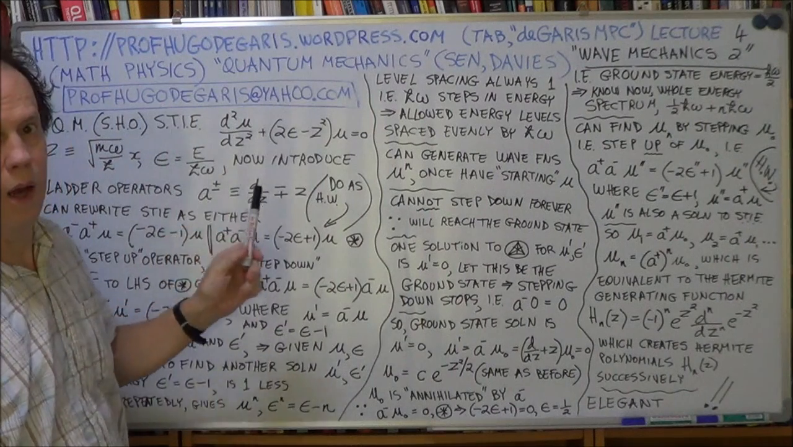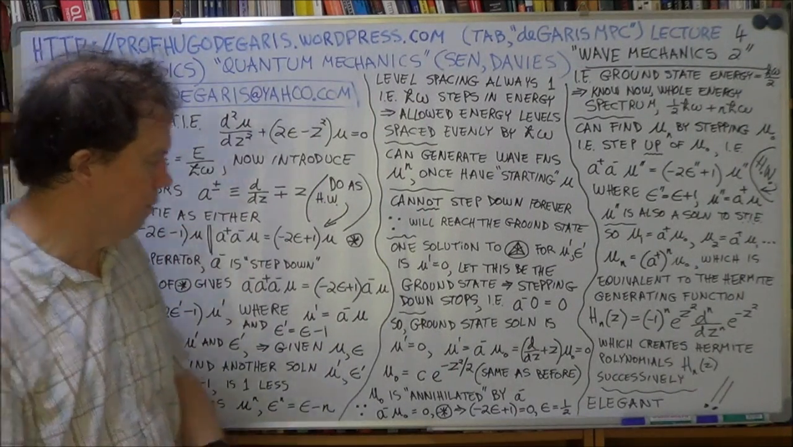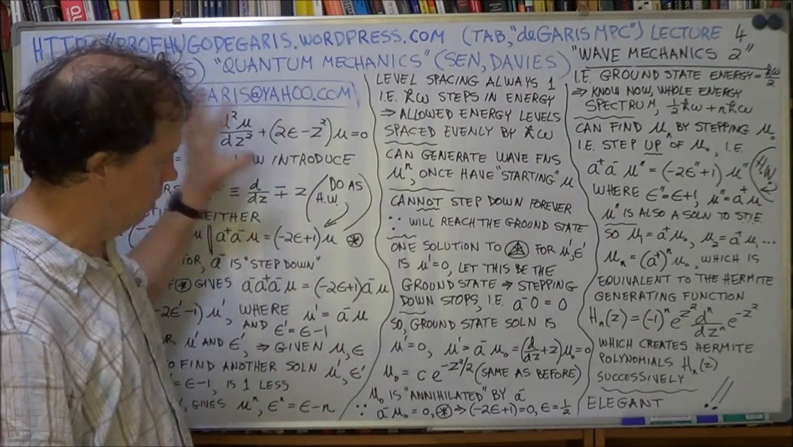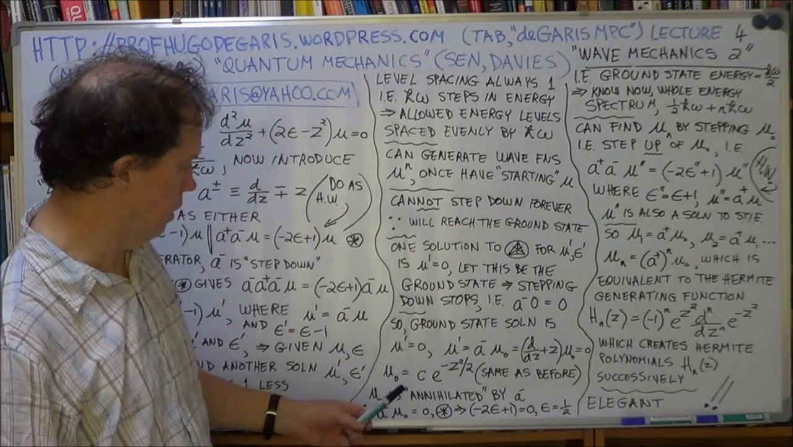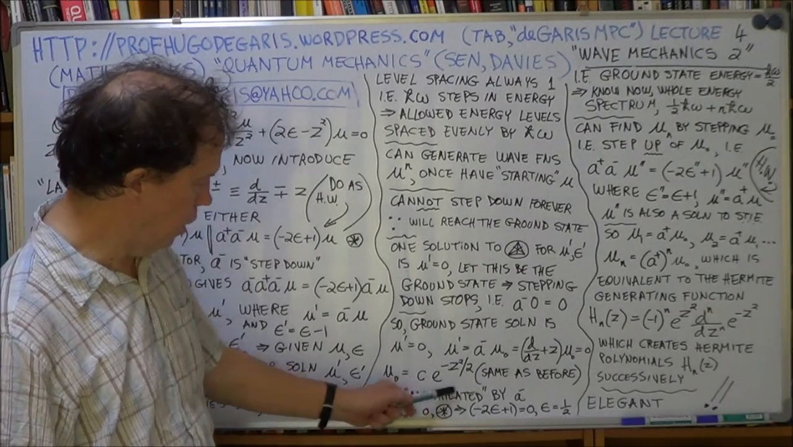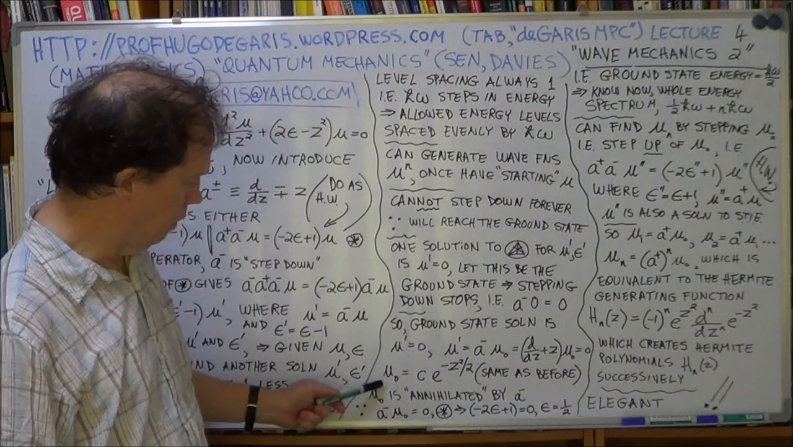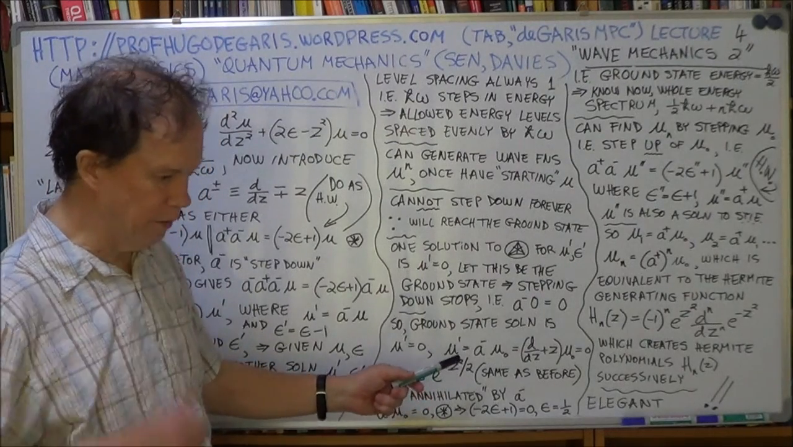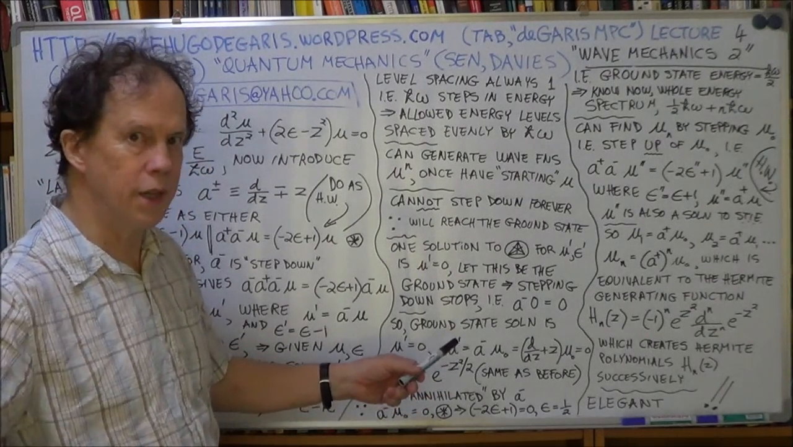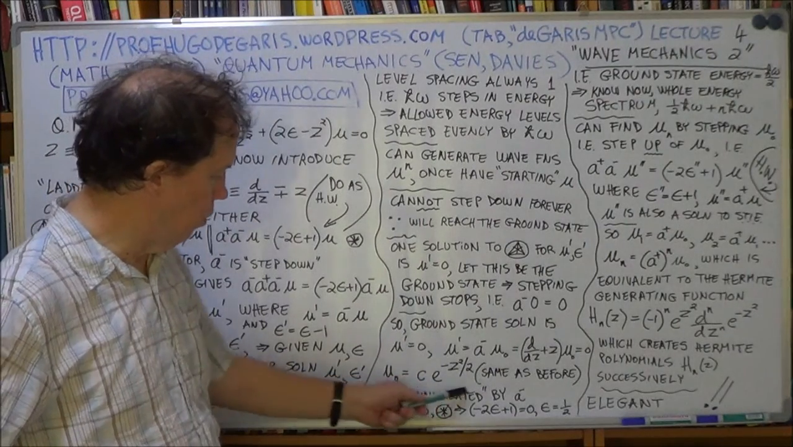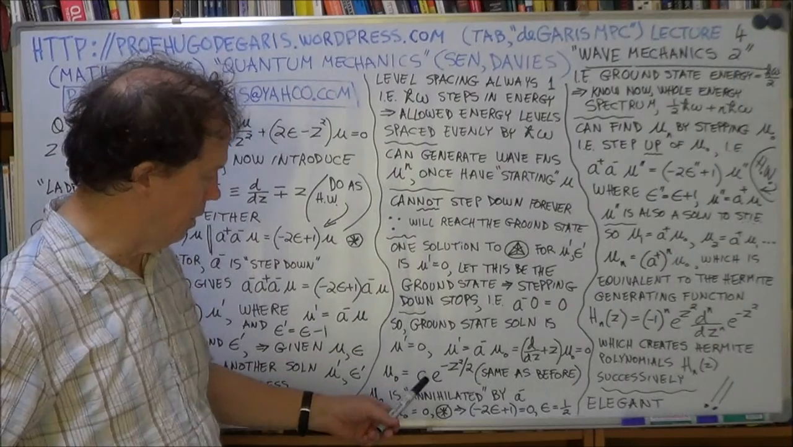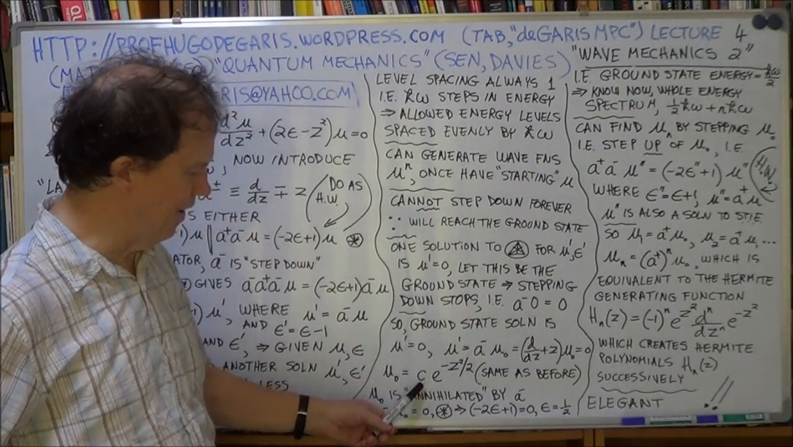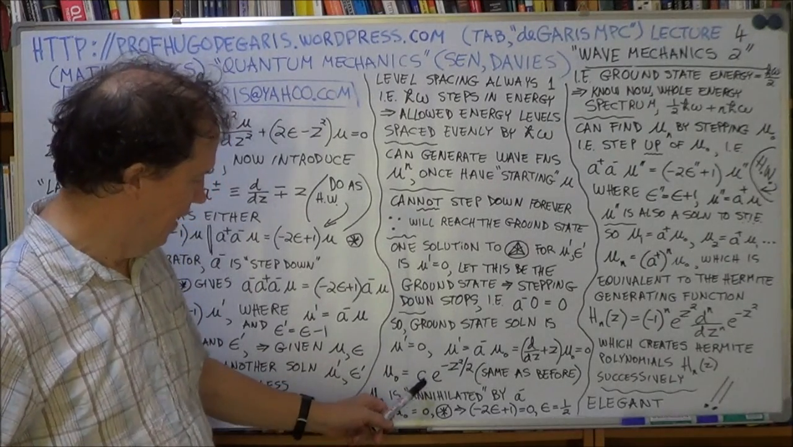h bar omega. Okay, so now we're really starting to get results with this second technique. We've got the wave function here at the ground energy, the lowest energy. So we know its form. Now we can find the C by normalizing, as usual. That's quite a complicated business, actually.